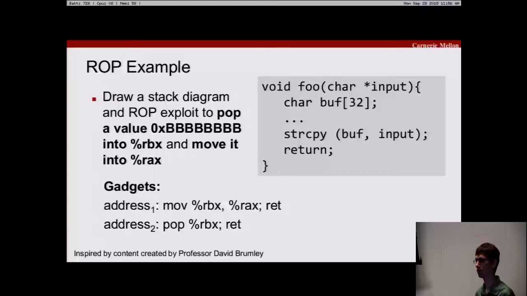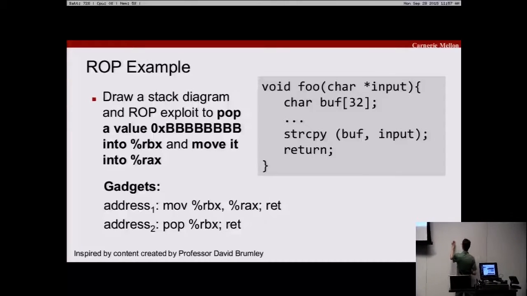We know that if we stick the number we want onto the stack and then call gadget 2, it'll get inserted into RBX. Right, yeah. So we want value b, b, b, b, b, b, b on the stack right before we call the gadget at address 2. So what order are they going to be on the stack?